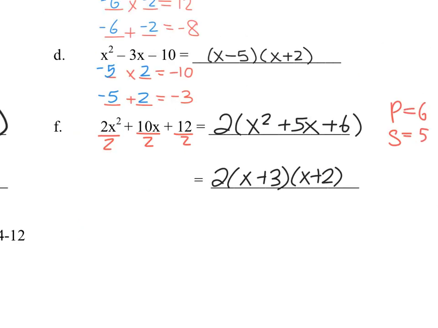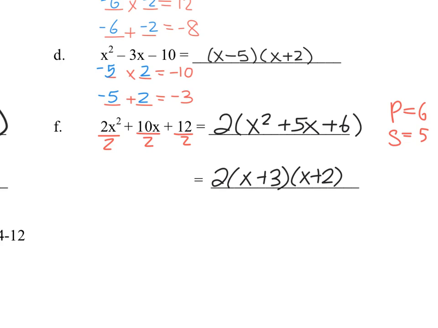Okay, so we should have factored out a 2, so that we have 2 times x squared plus 5x plus 6, and then you were looking for two numbers that have a product of 6 and a sum of 5, and those two numbers were 3 and 2. 3 times 2 is 6, 3 plus 2 is 5. So here's your final factored equation: 2 times x plus 3, x plus 2.